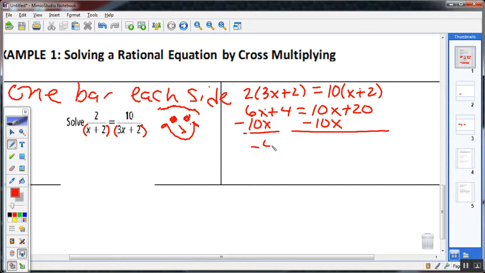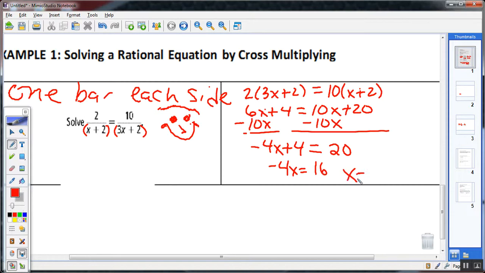Yes. You agree that this is 20 over here? Subtract 4. So I've got negative 4x equals what? So how about 16 divided by negative 4? Negative 4. Yeah, so I end up with x equals negative 4.